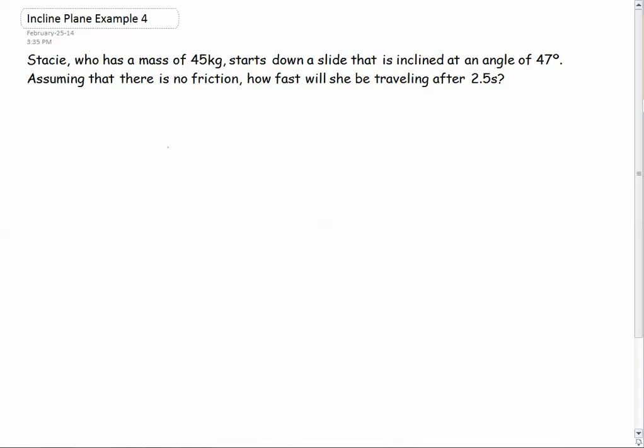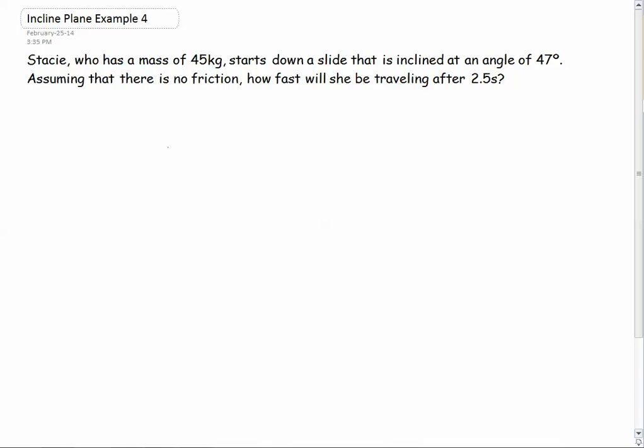Incline plane example 4. Stacy, who has a mass of 45 kilograms, starts down a slide that is inclined at an angle of 47 degrees. Assuming that there is no friction, how fast will she be traveling after 2.5 seconds?